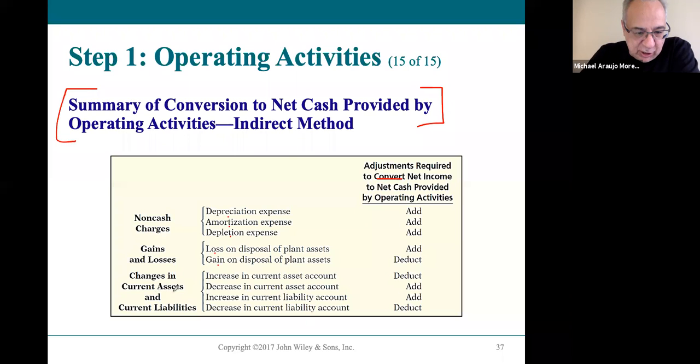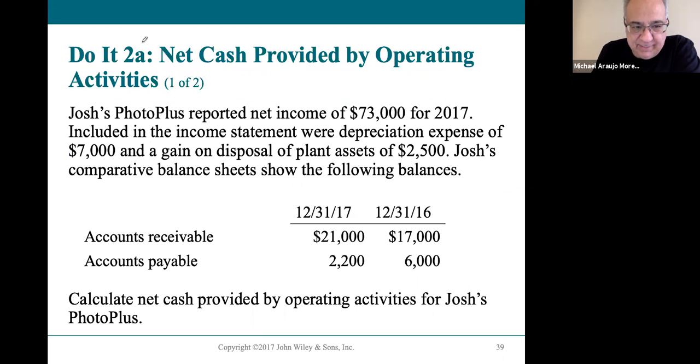And any changes in your current assets and liabilities: increase of a current asset, take it out. Decrease of a current asset, add it in. Increase a current liability, add it in. Decrease, take it out. If you do all of that, you will have successfully converted your net income from the income statement to net cash from operating activity on the cash flow statement. Good chart to have.